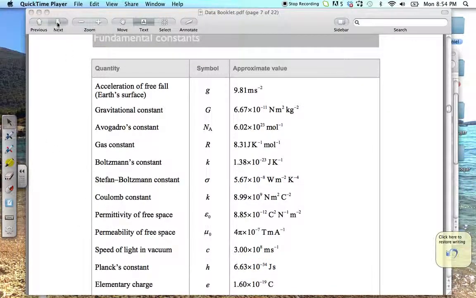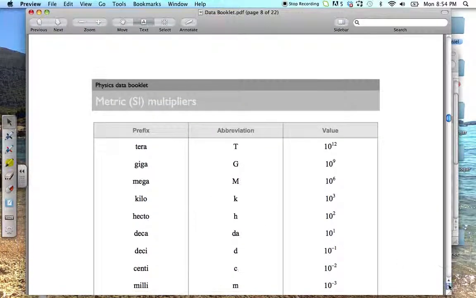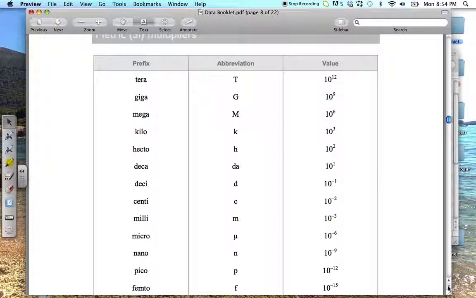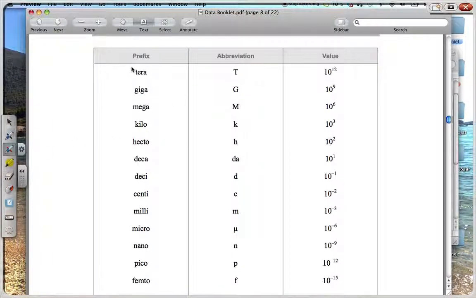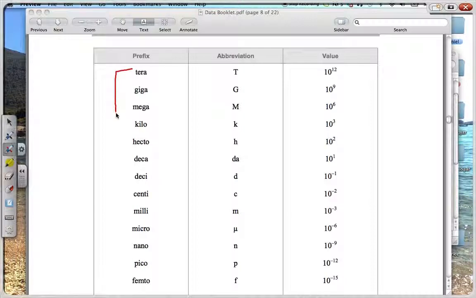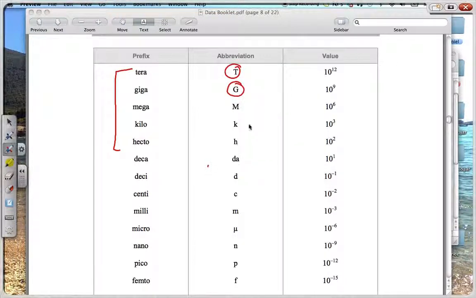Moving on, if I just go to the next page, we have all these multipliers which are also used a lot because distances and masses and so forth are often very big. We use these large multipliers over here: tera, giga, mega, and so forth. So you need to be able to work with these, and know what the value is for each of those.